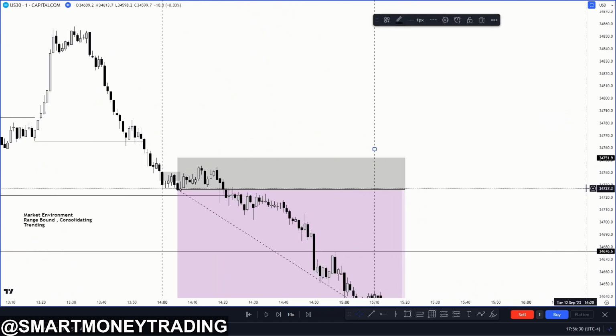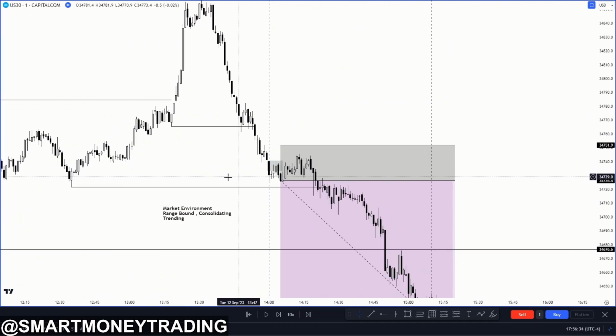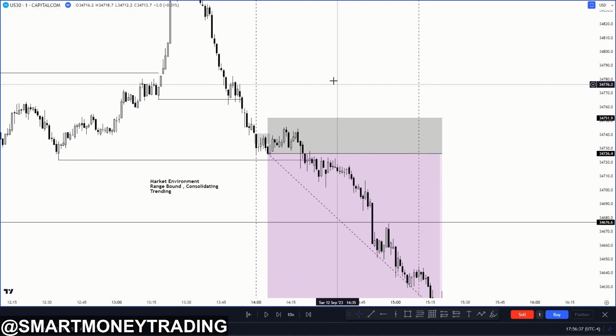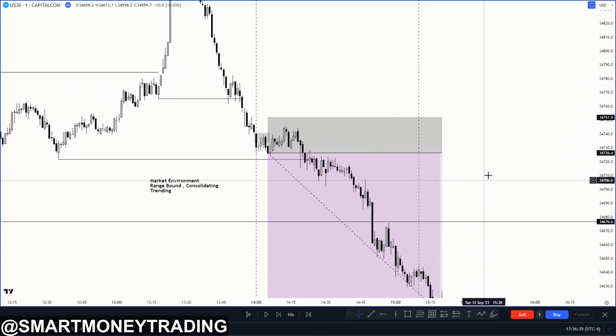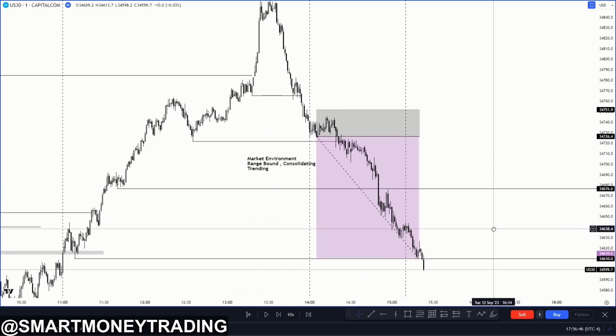You know, you see us respect the fair value gap. Again, we take out that buy side liquidity, and then this would be your market structure shift. And as soon as we saw that drop, you can see price wanted to drop more. It was just ranging, consolidating, I should say. Not ranging, but it was consolidating. And then eventually we dropped, and then we hit our trade.